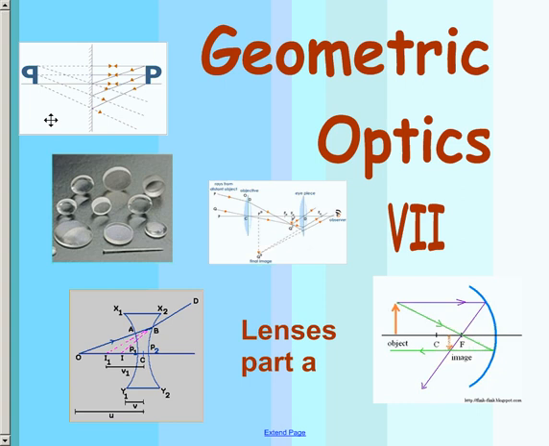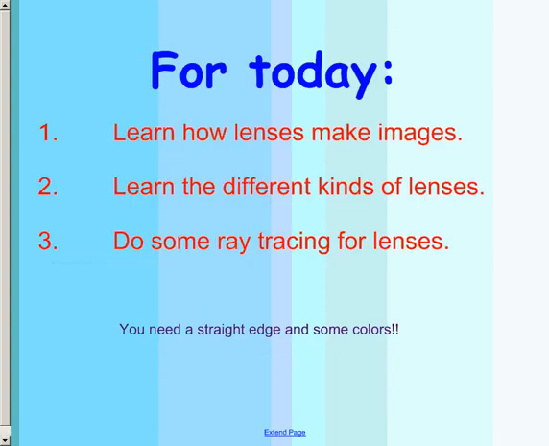Today we're going to talk about lenses, and this is pretty cool. It's very similar to mirrors, and there's not a whole lot that's new, but there's a couple new things. What we're going to talk about today is first we're going to learn how a lens makes an image. We're going to learn about two different kinds of lenses. That's all you need to worry about, and we'll do a little bit of ray tracing for lenses.